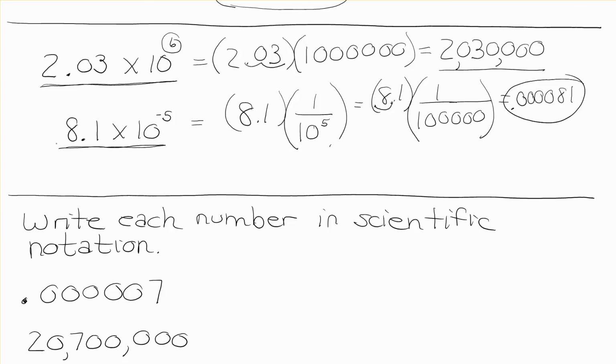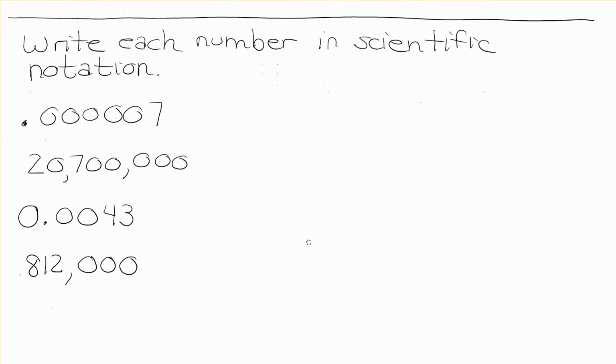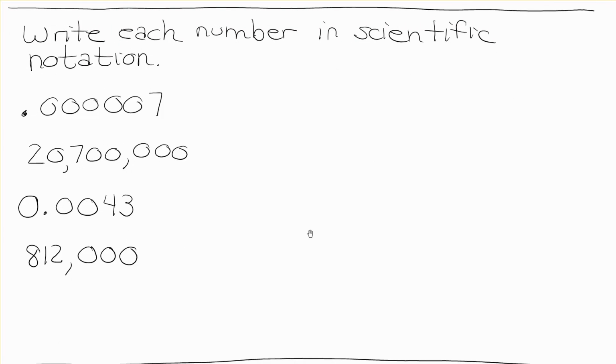So let's go ahead and write each of these numbers in scientific notation. And according to the definition, we have to have a number in the ones column. Nothing in the tens or hundreds or beyond, but we have to have a number in the ones column. So we're going to take 0.000007, and we're going to have to move that decimal place so that 7 is in the ones column. 1, 2, 3, 4, 5, 6 places.